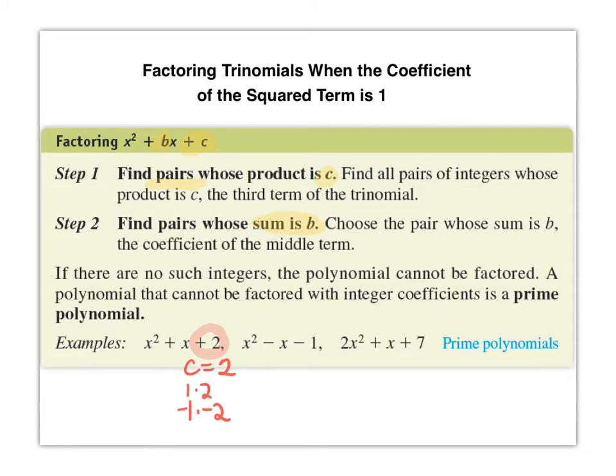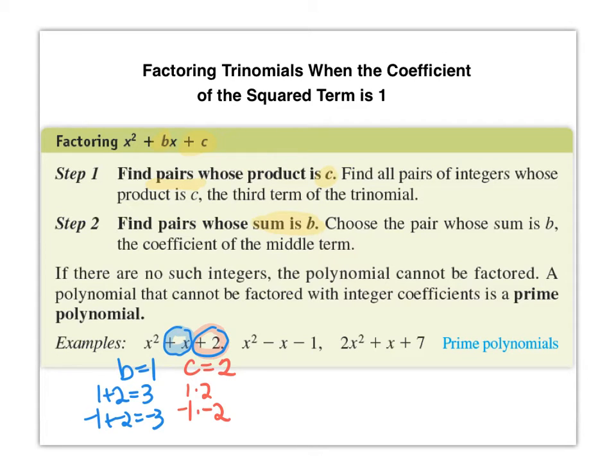Now we want to find the pair of factors that will add up to the middle term. The middle term coefficient is B. So B, in this case, is equal to 1. There are no pairs of factors of C that will add up to give you B of 1, because 1 plus 2 is equal to 3, and negative 1 plus negative 2 is equal to negative 3. There's no possible factors of C in this example that will add to give you B of 1. The same thing goes for the other two.